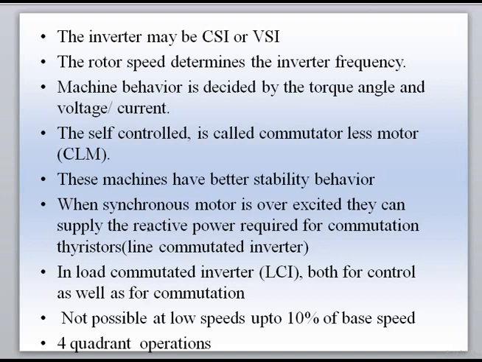Okay, and one more drawback here is that the load commutated inverter is not applicable for low speed applications. What we will do is, in low speed applications we can use line commutated inverters. That means for low speed applications up to 10% of base speed we can use line commutated inverters. After that we can use load commutated inverters.